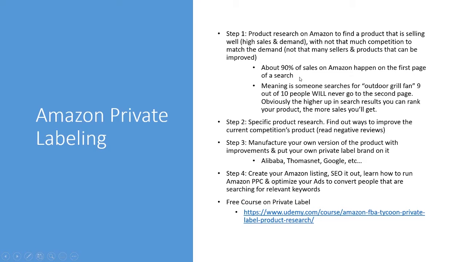So about 90% of the sales on Amazon happen on the first page of a search. Meaning if someone searches for outdoor grill fan, for example, 9 out of 10 people will never go to the second page, okay? Obviously, the higher up in search results that you rank your product, then the more sales you'll get, right? So if you're like 1 or 2 on the search results, you're going to get the majority of the sales, as opposed to if you're on the first page, but you're like 7 or 8 on the listing. You might get a couple sales, but you really want to rank as high as possible because not that many people, if you search for something, you're going to probably pick the few that are shown to you initially. You're not really going to scroll and click to the next page that much, okay?